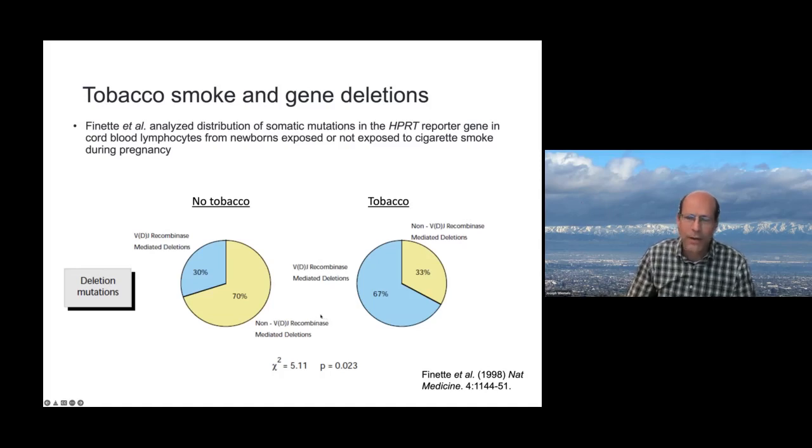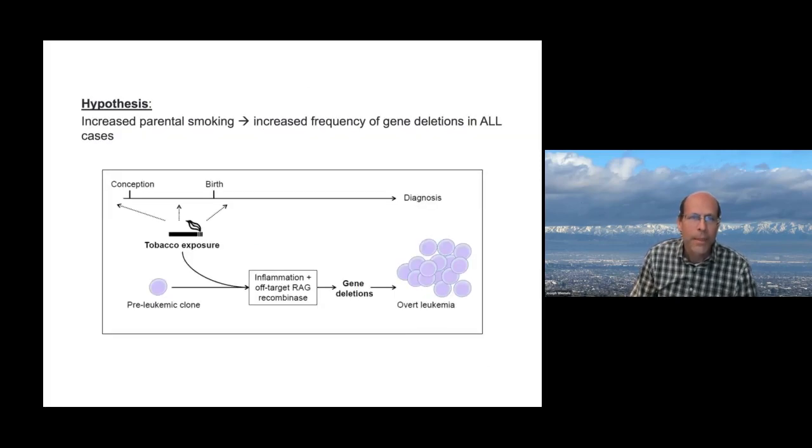And what he found was that the T cells of the children from mothers that were smokers, and these are cord blood samples, often had these VDJ recombinase mediated deletions in tobacco exposed children, whereas there was a lower frequency of these deletions in non-smoking mothers. So this led to a hypothesis where tobacco exposure may lead to these off-target recombinase mediated deletions.